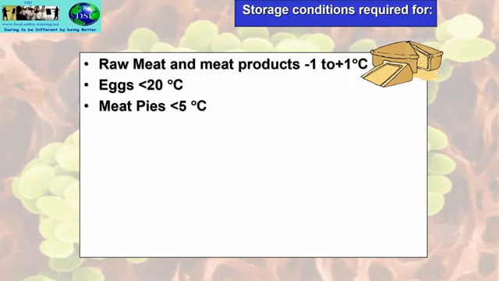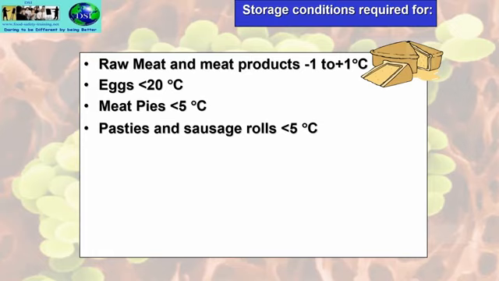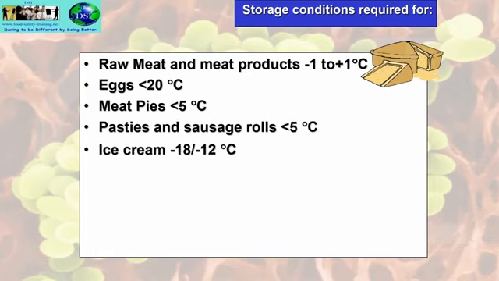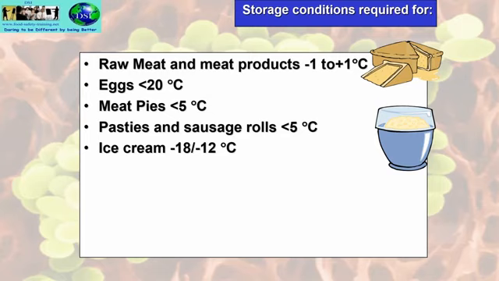Meat pies, for example, should be at less than 5 degrees C, so again, refrigerated. Pasties and sausage rolls, refrigerated, less than 5. Ice cream between -18 and -12. You will find when you're trying to serve ice cream at -18 or lower, it is like solid concrete. So bringing it up to -12 is okay. It's not going to hurt the food safety, and it will be easier to scoop.